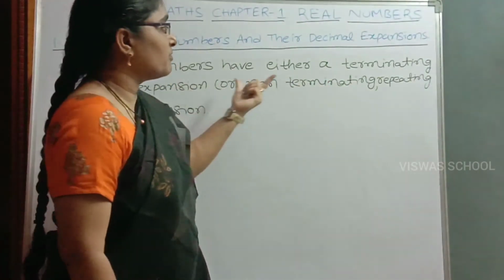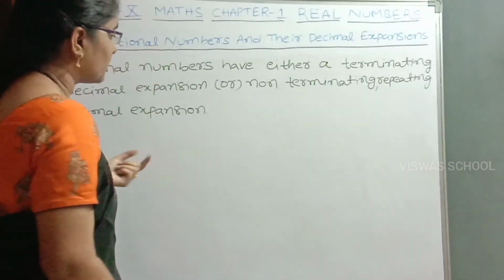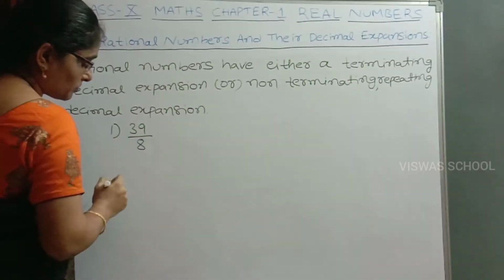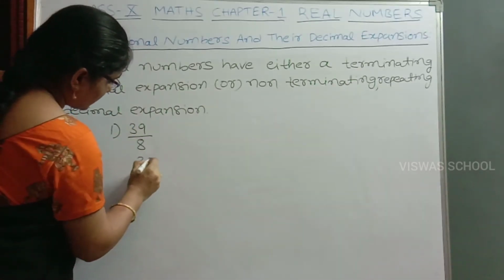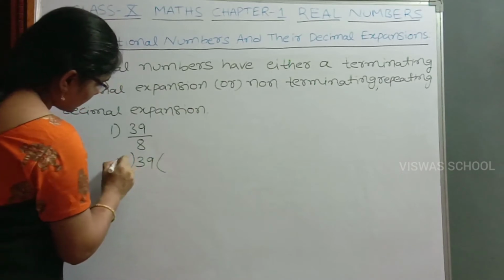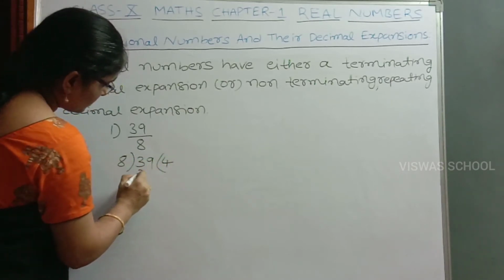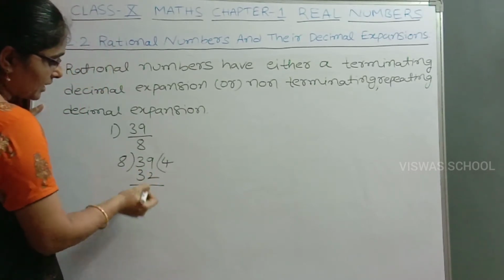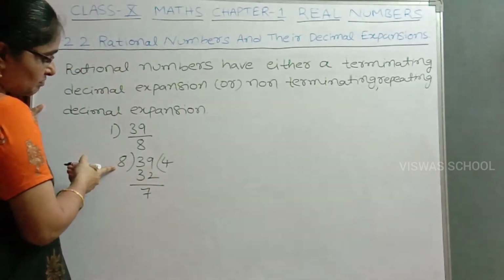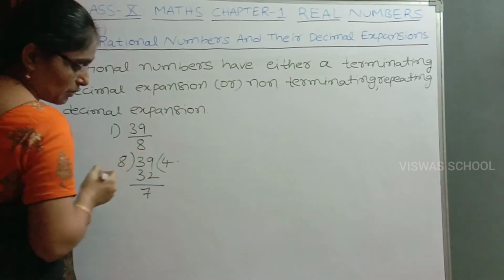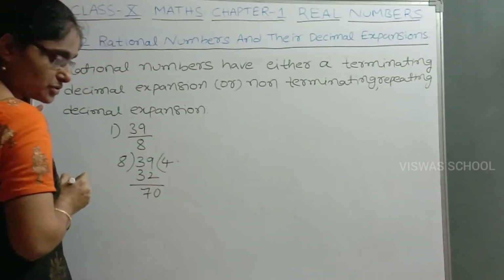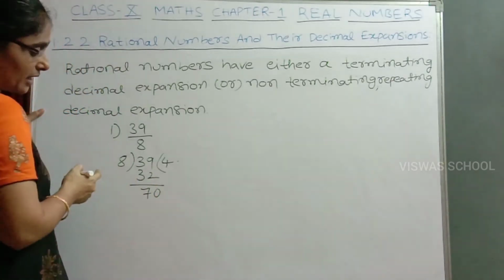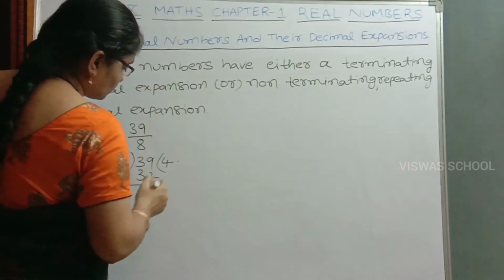Let us discuss this briefly with some examples. First example I am taking is 39 by 8. Now divide 39 by 8. 8 fours are 32. 9 minus 2 is 7. Here 7 is not divisible by 8. That's why I am taking a decimal point and here I am taking 0. Now we have to divide 70 by 8.